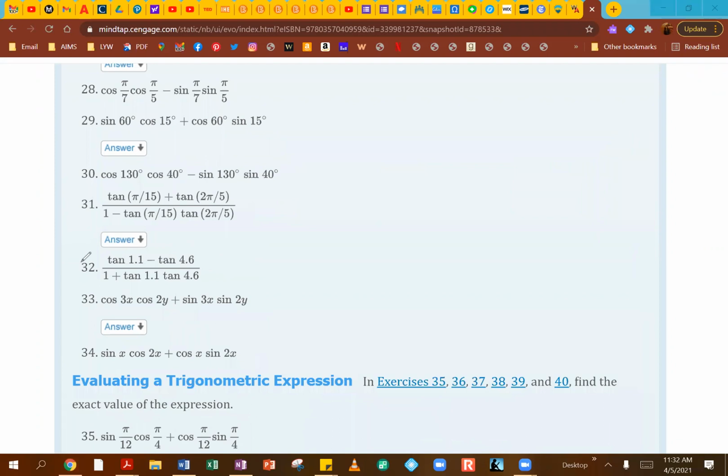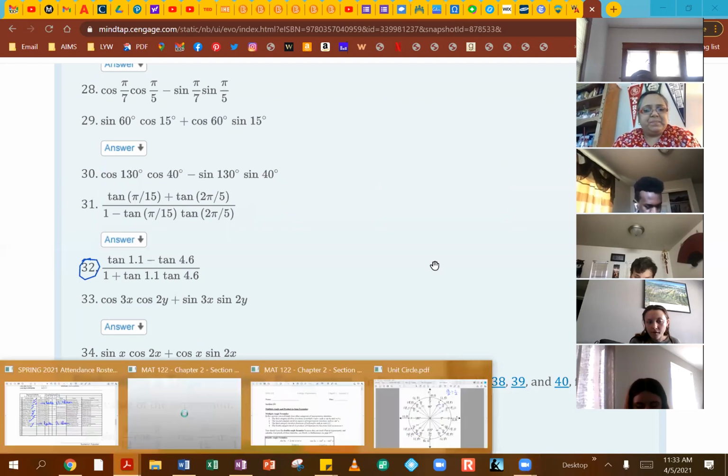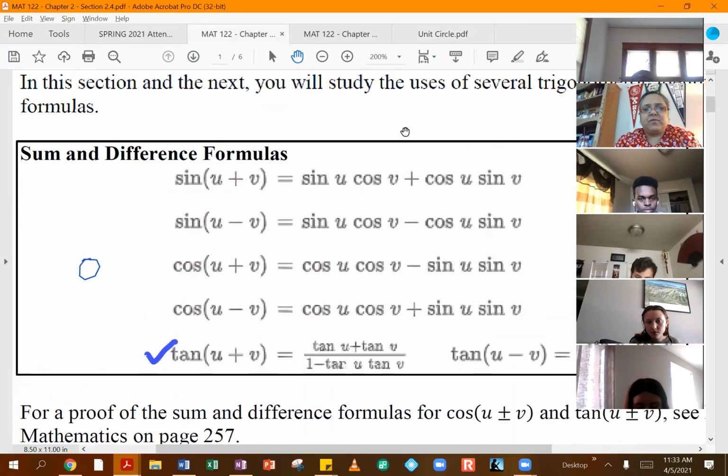number 32 over here. So look at the function and tell me which formula can we use to just write this as sine, cosine, or tangent of something. And of course, you are looking at the same sum and difference formulas from here.